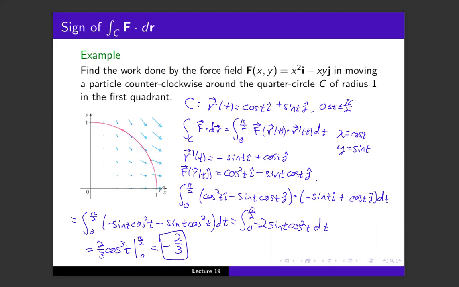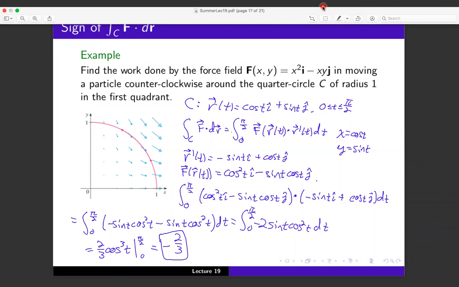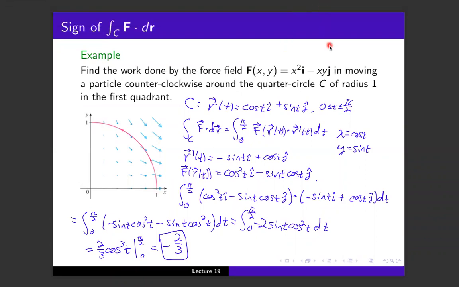So what does negative work mean in this case? It means that as you're traveling along this curve, you're going against the current. You're going against the grain. If we were to reparameterize this, going in the opposite direction, from pi over 2 to 0, we'd be going along the curve. So the fact that we're going against the grain means that this work is going to be negative. Okay, so questions on this example.